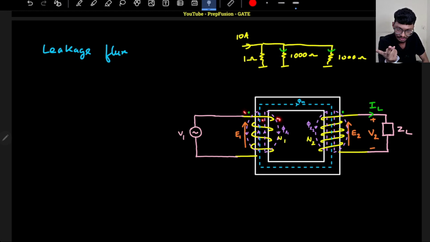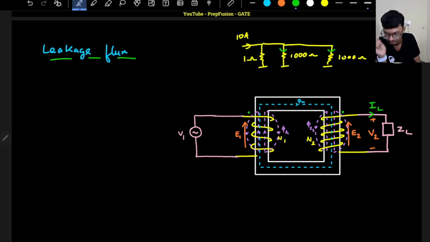Flux will have three paths. Yes, the reluctance of the air will be much higher than the reluctance of the core, but still some flux will flow. This 10 amperes will get divided, actually. In the same analogy, a small amount of flux is flowing through the air and is not linking the secondary. This flux is only flowing through the air. So this kind of flux is known as leakage flux.